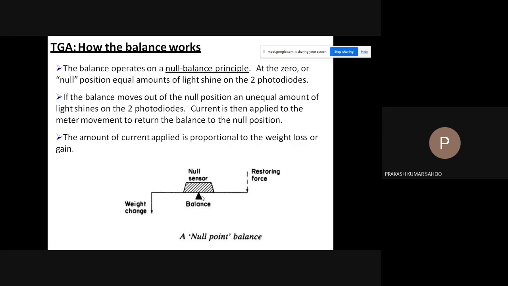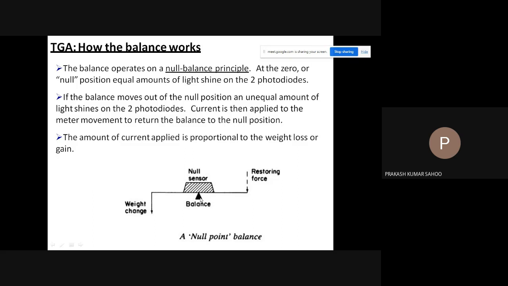When he lifts the balance, then the null point will go right or left depending on the weight in either the left pan or the right pan. Similarly here, there is a null point, the null sensor will be here, and this balance operates on the principle of null balance. At a zero or null position, an equal amount of light shines on the two photodiodes.